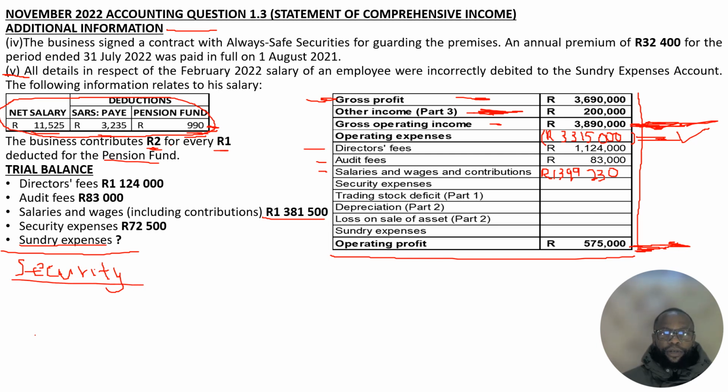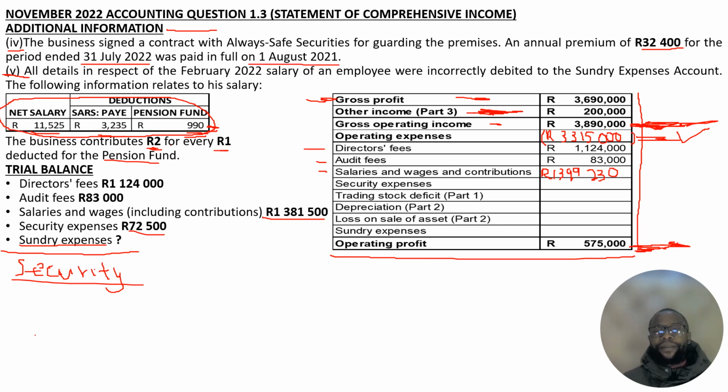Security expenses on the trial balance we have 72,500. Let us go to the additional information. The business signed a contract with Always Safe Securities for guarding the premises. An annual premium of 34,500 for the period ending 31 March 2022 was paid in full on 1 August 2021.